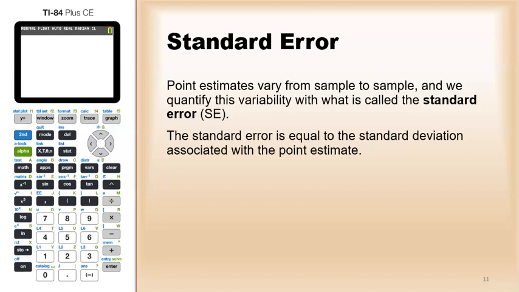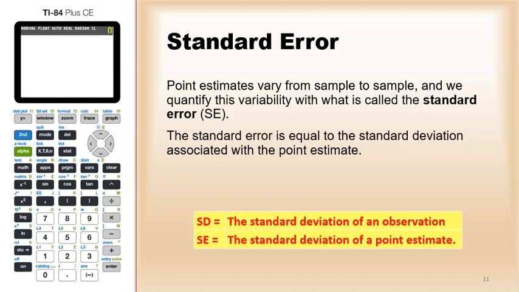And we quantify this variability in what is called the standard error. So, essentially, the standard error is equal to the standard deviation associated with that point estimate. As far as abbreviations go, when I'm using SD, or standard deviation, that's the standard deviation you've been using this quarter so far. That's the standard deviation of an observation. SE is the standard deviation of a point estimate. That's the amount of variability you can expect when you do some kind of experiment or some kind of sampling over and over and over again.